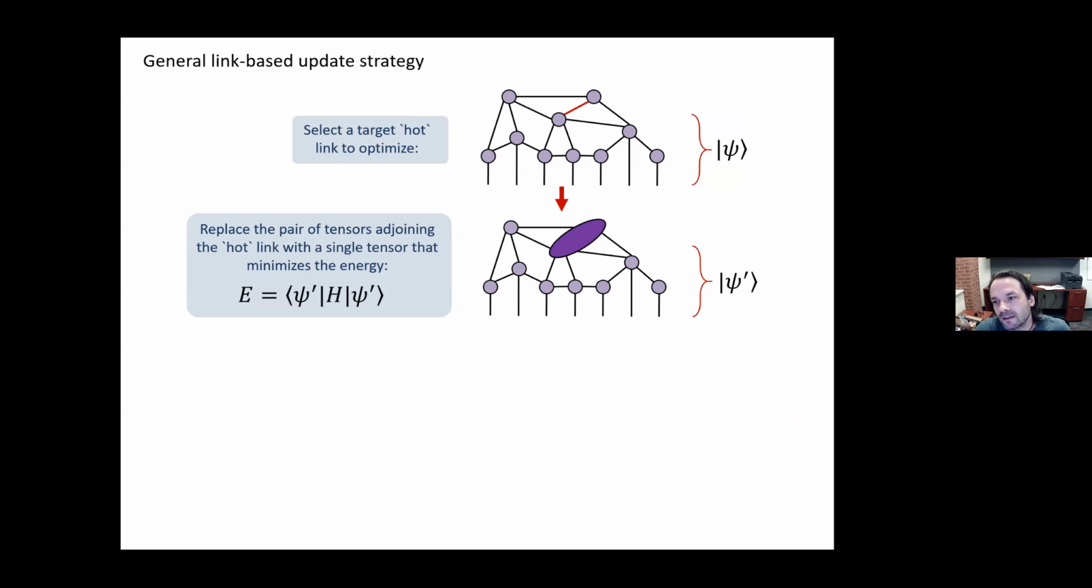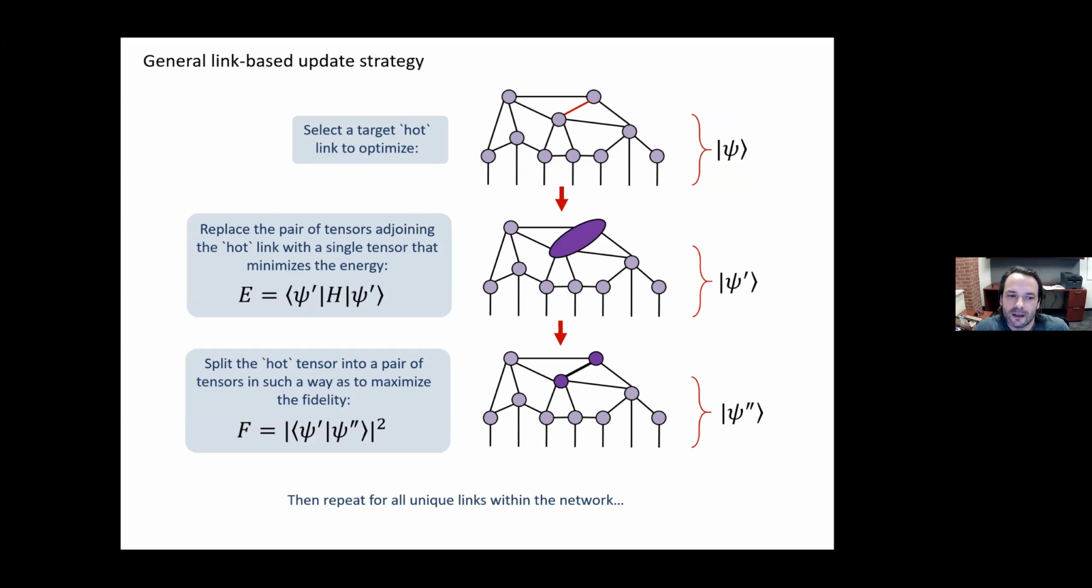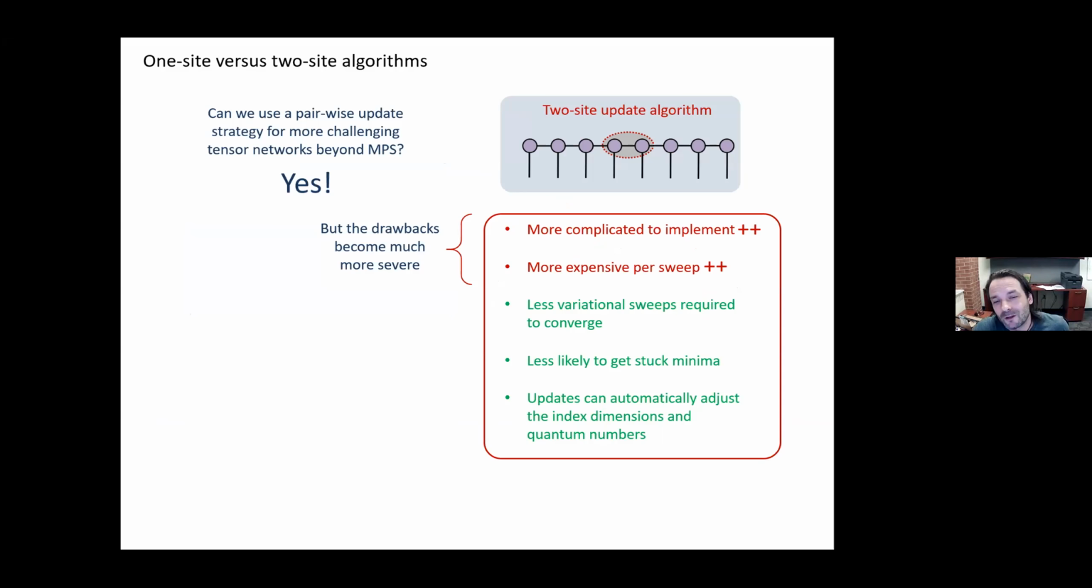Okay, and I choose that tensor so as to minimize the energy of this state. And then I would have some additional step of trying to decompose that tensor back into a product of two new tensors. Okay, and that should be done so as to maximize the fidelity between the psi prime and the psi double prime, say. So in principle, all of this stuff is possible.